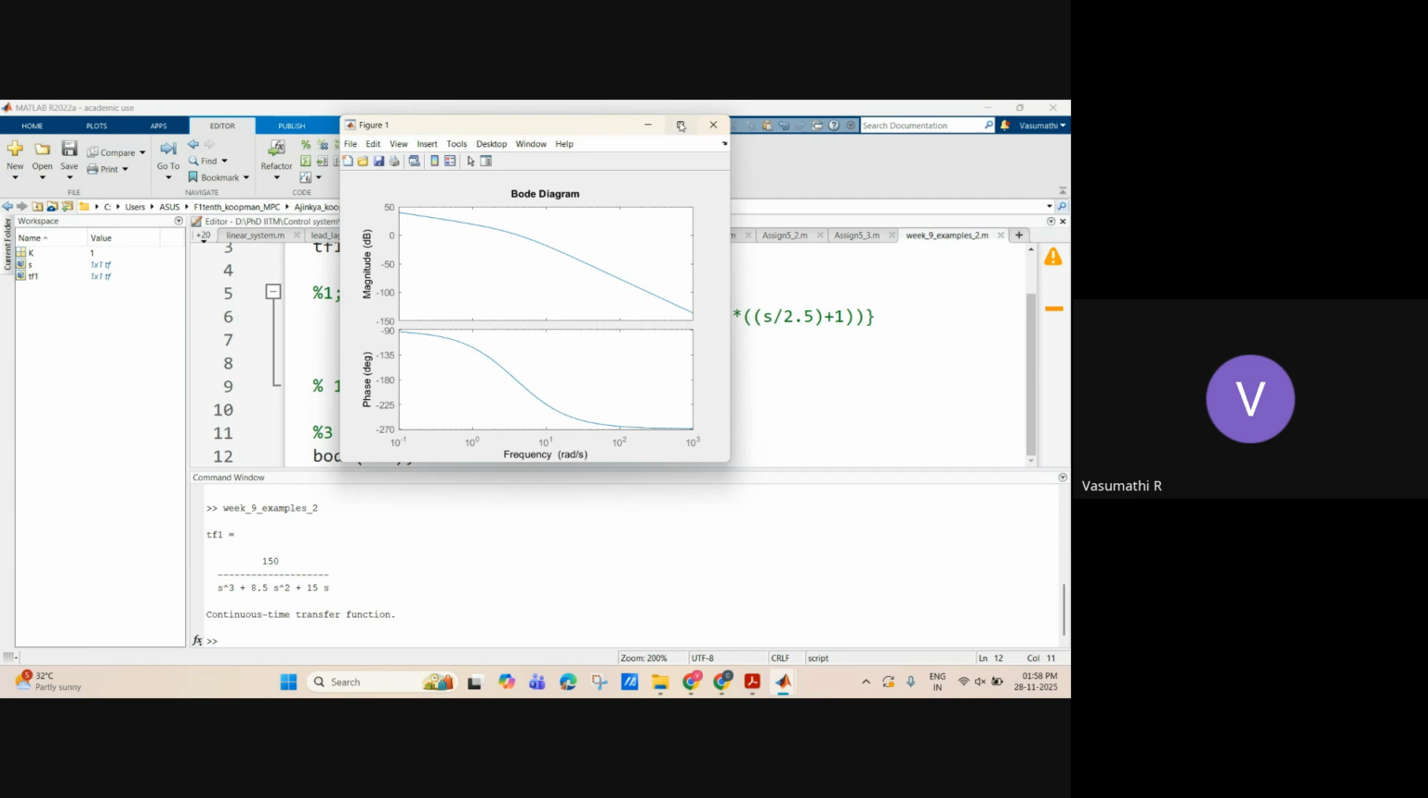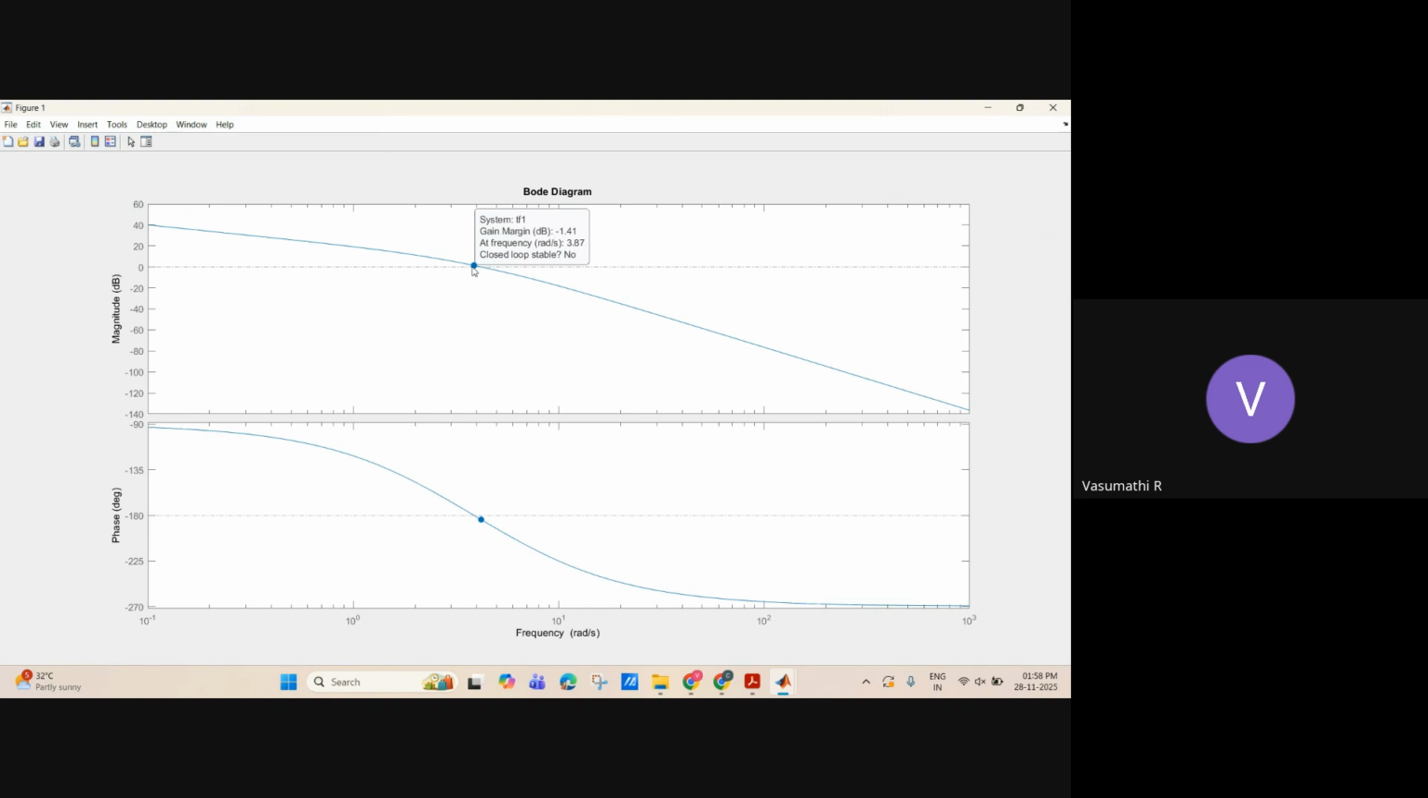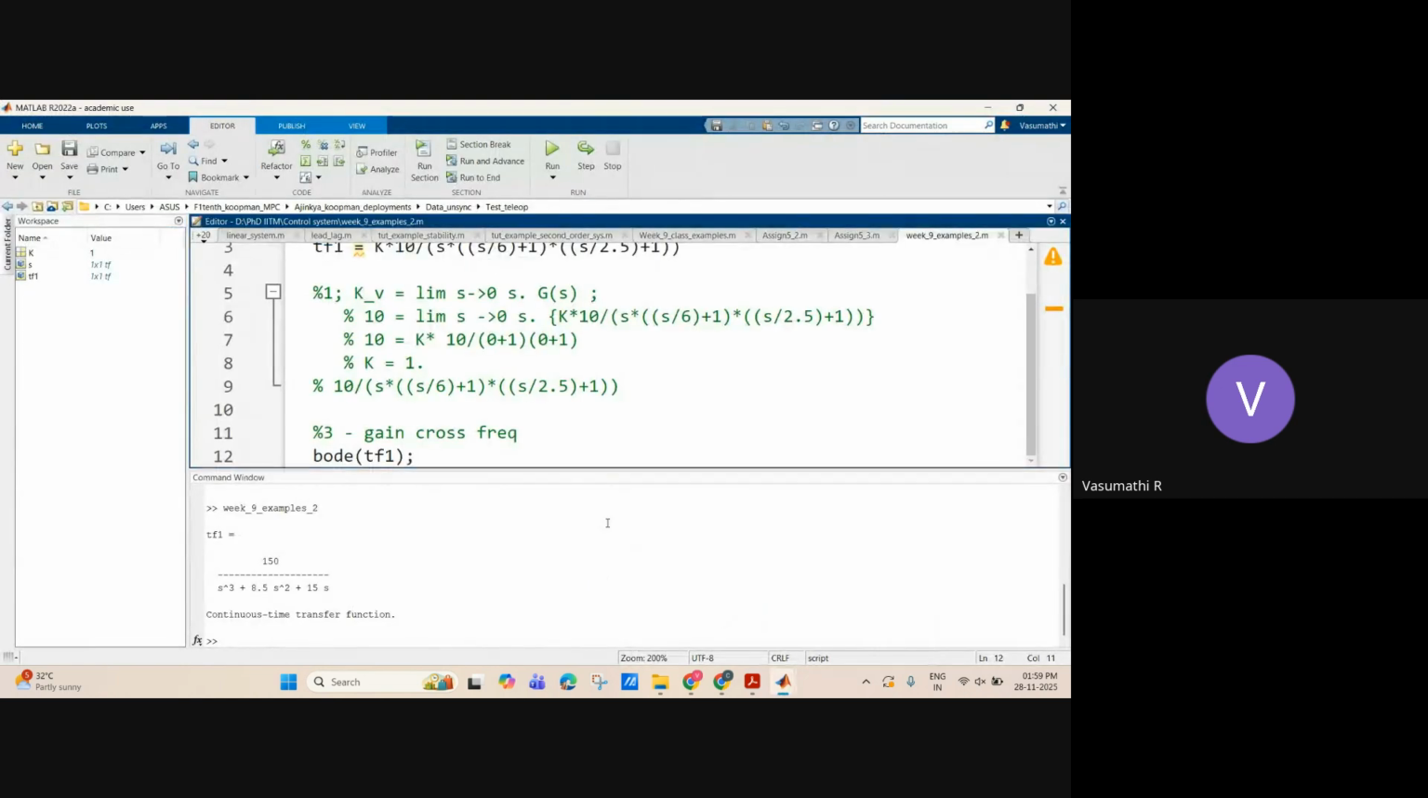Okay, we got the Bode for this system, and I am calculating characteristics, all stability margins. It gave the phase margin and gain margin. Gain margin is at minus 1.41 decibels. Phase margin is minus 4.17 at frequency 4.2. So your gain crossover frequency happens at the phase margin value. So your phase margin is minus 4.17 at frequency 4.2. So your gain crossover frequency is 4.2.